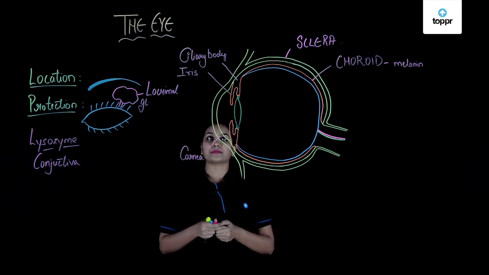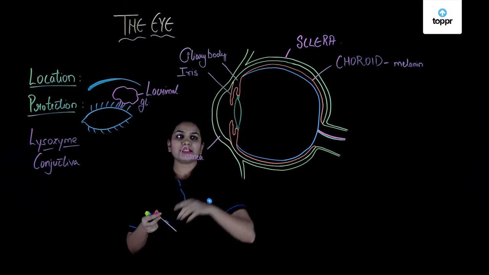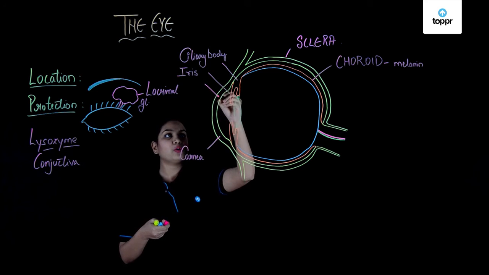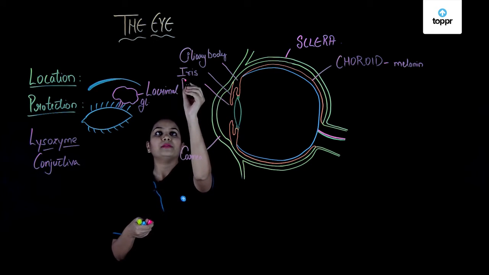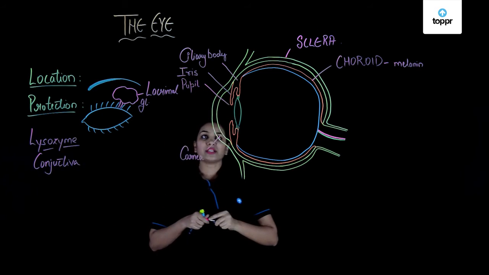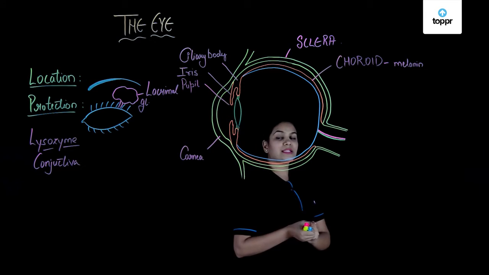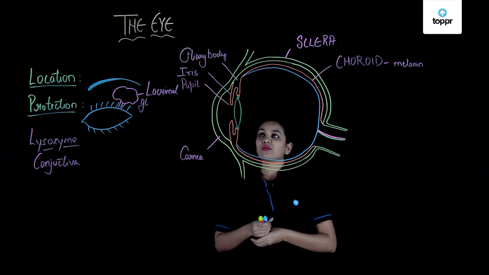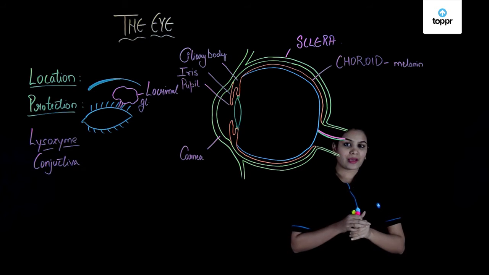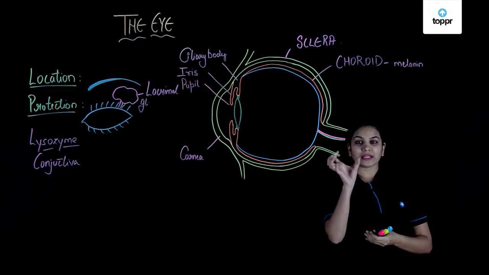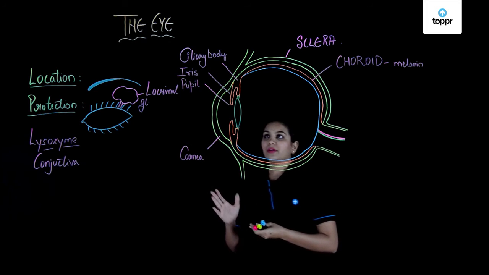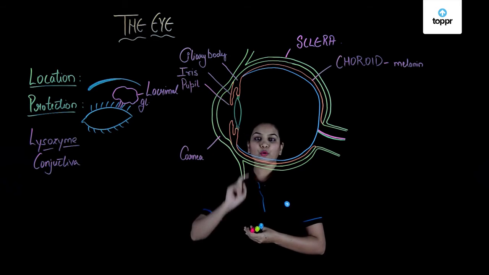Now between the iris, as you can see, there is some space, and this is the space which we call the pupil. Now coming to the function of the iris once again, the pupil is present between the iris. The iris has muscles which have the ability to constrict or dilate depending upon the amount of light falling upon the pupil.